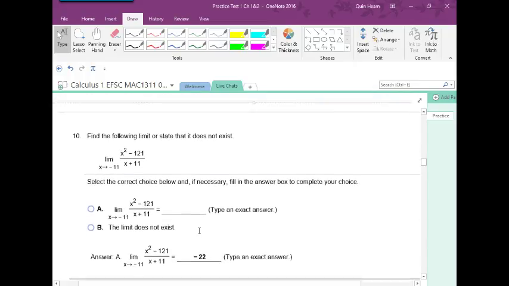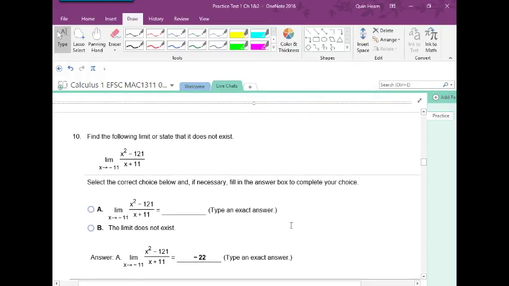All right, so number 10 is different because number 10 is not a limit to infinity. Number 10 is a limit towards a finite value, but we are not given the graph this time. We're given the algebraic expression that represents the function. So what we would like to be able to do, as we did in the problem where we had a square root earlier, is just plug in the value. But remember, you can only do that as long as you don't get imaginary numbers or undefined.